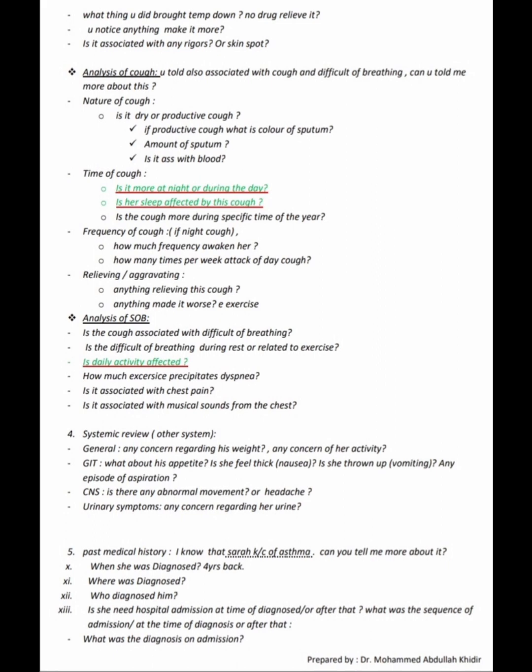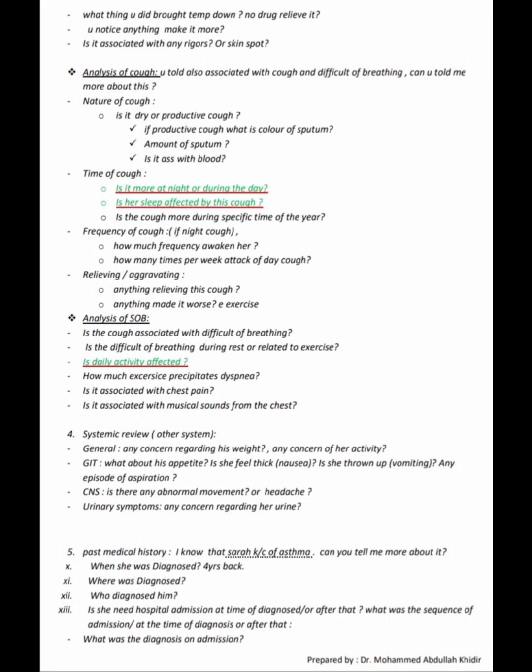Then number 4 point of history is systemic review. The other systems we will also discuss, and generally we ask about any concern regarding her weight or her activity. Here weight is important. We know that in cystic fibrosis, failure to thrive is associated. That's why for GIT we will ask about her appetite. Does she feel sick, nausea? Does she throw up, that is vomiting? Any episode of aspiration? Vomiting is very important in asthma. We know that gastroesophageal reflux disease is one of the differential diagnoses, so we need to exclude it.